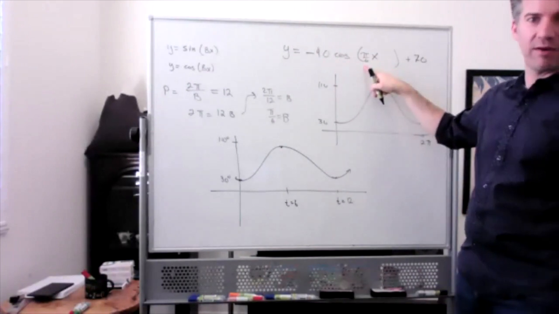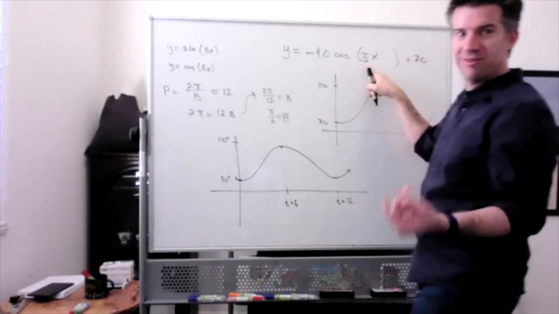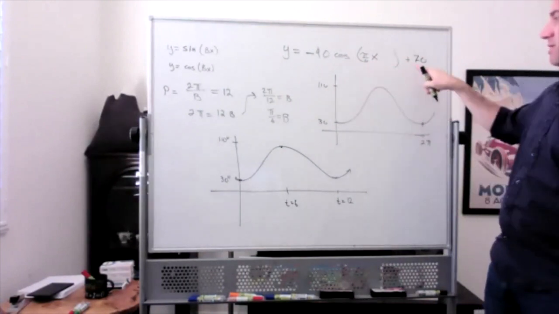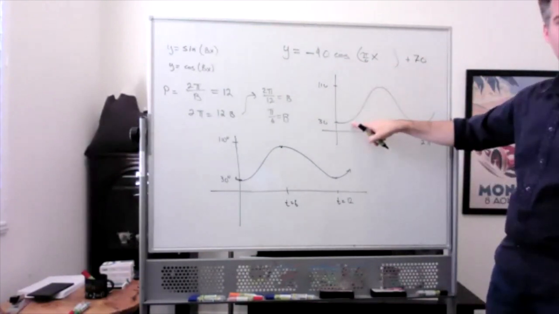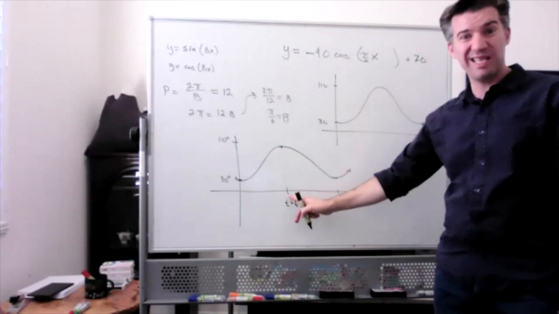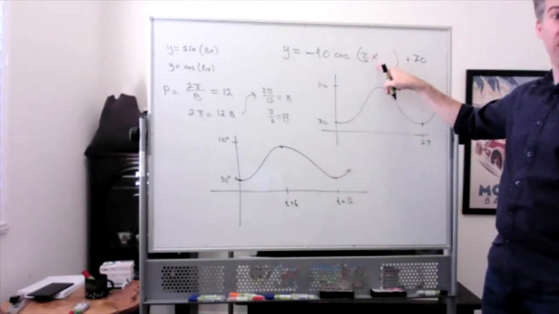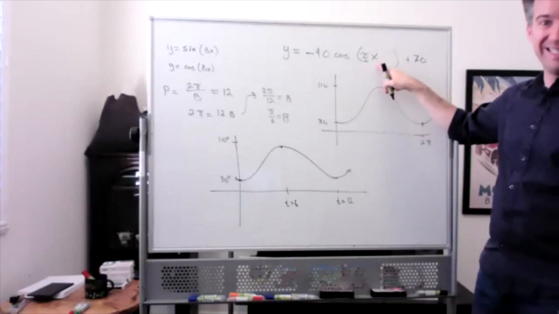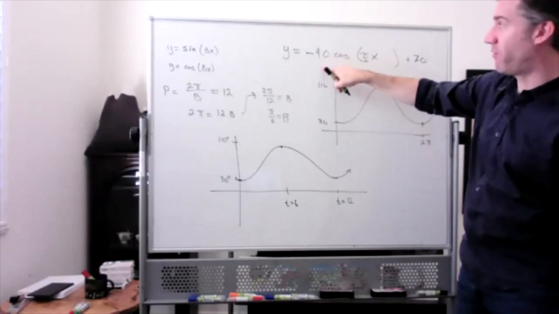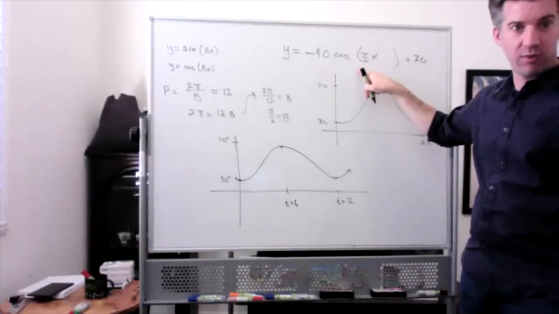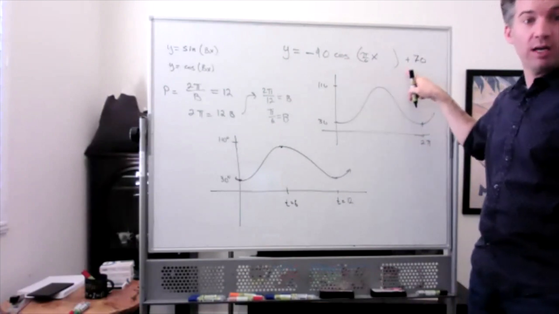Sorry, you can't see my finger. Cosine of 0 is 1. And then plus 70 would give you 30. And then in the middle, at time equals 6, if you plug in 6, pi over 6 times 6 is pi. Cosine of pi is negative 1. Negative 40 times negative 1 is positive 40. Plus 70 gives you 110.